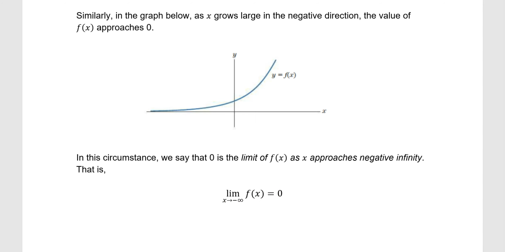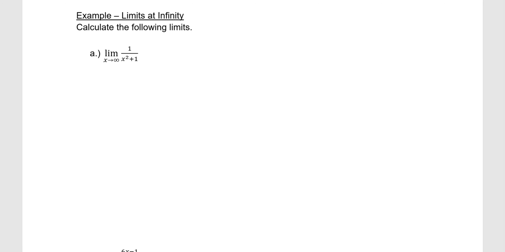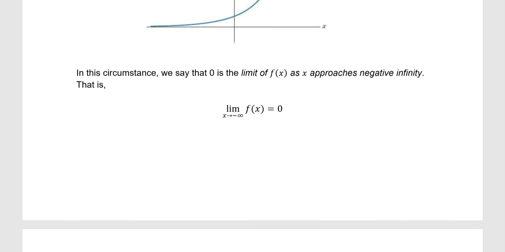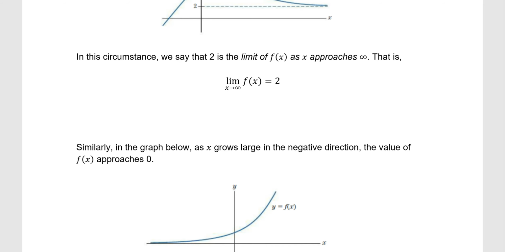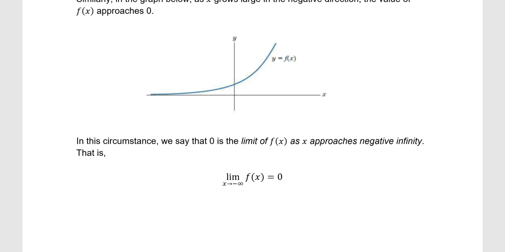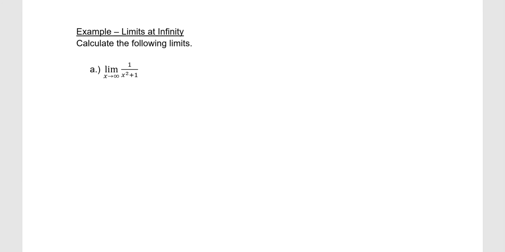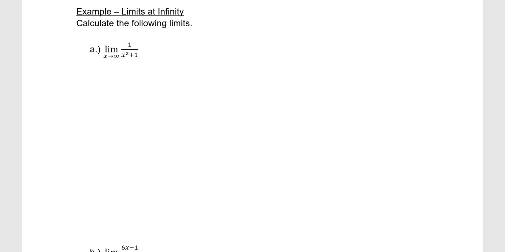Let's see a couple of examples by hand so we can see how we do this. If you notice, these are actually horizontal asymptotes. If you remember how to find horizontal asymptotes for rational functions, that will come in handy, but I'll mention that again in a second. So we want the limit of 1 over x squared plus 1 as x goes to infinity.